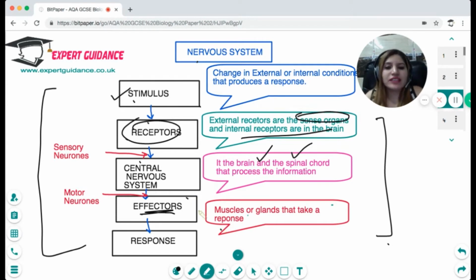So the effectors are generally the muscles or the glands, which are directed by the central nervous system to take actions, and then they produce a response. For example, there's a change in blood glucose level. Your receptors will detect it and send it to the central nervous system. The central nervous system directs the pancreas to release insulin. So the effector in this case would be the gland.